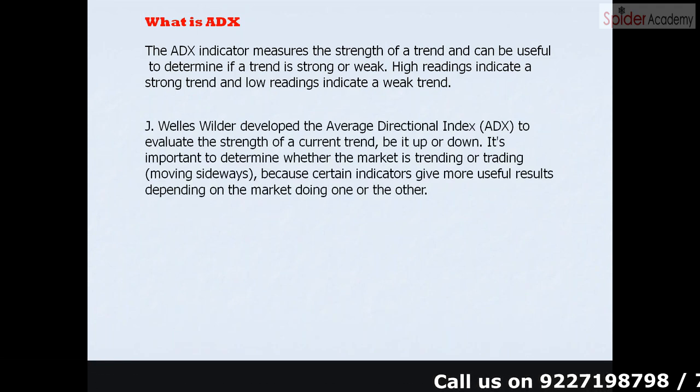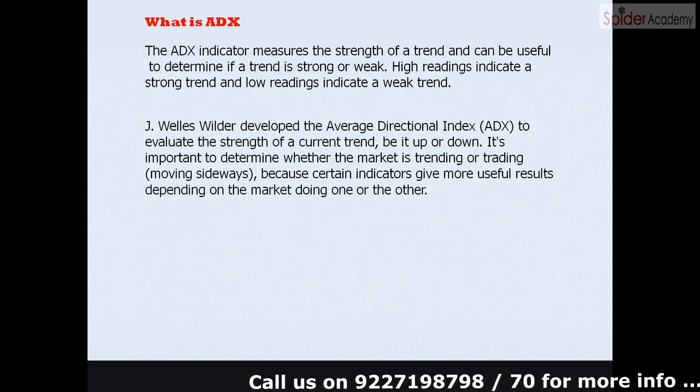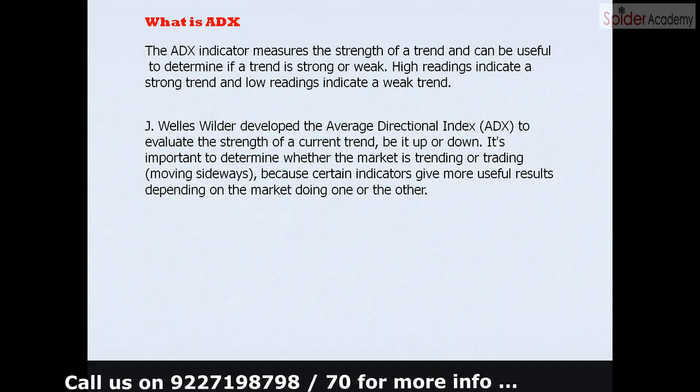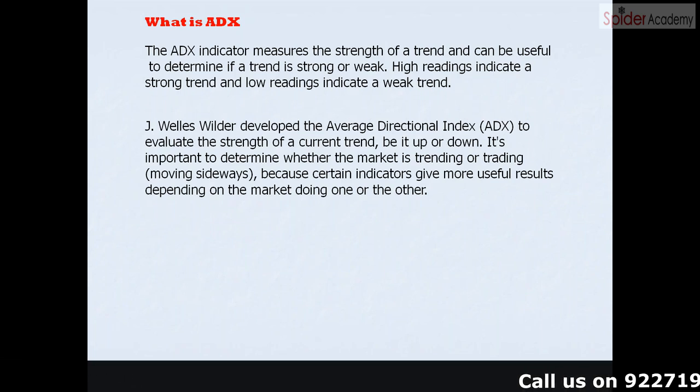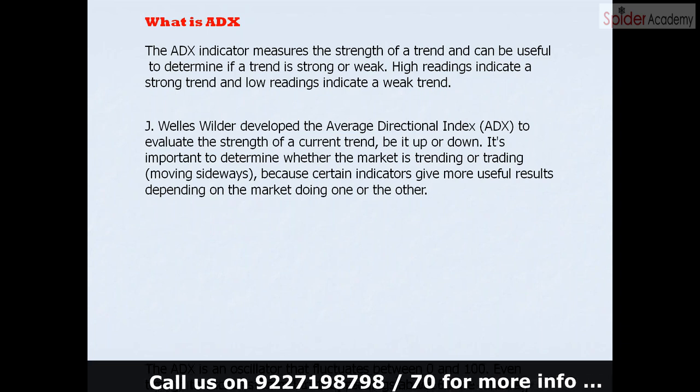J. Welles Wilder developed the average directional index to evaluate the strength of the current trend, be it up or down. It's important to determine whether the market is trending or moving sideways, because certain indicators give more useful results depending on the market doing one or the other.